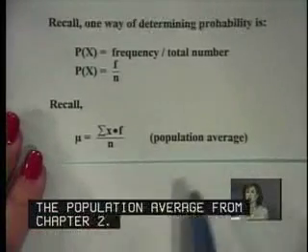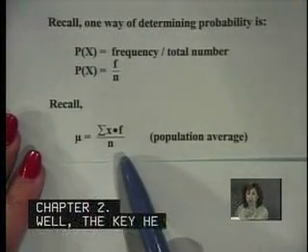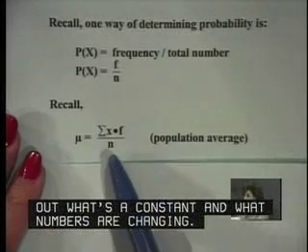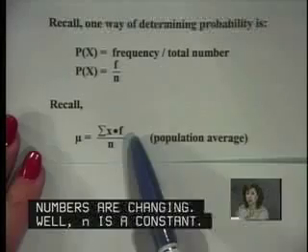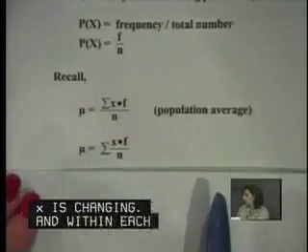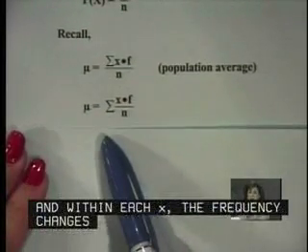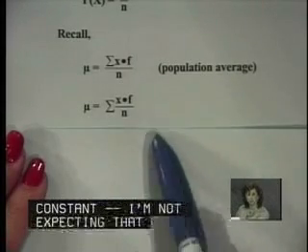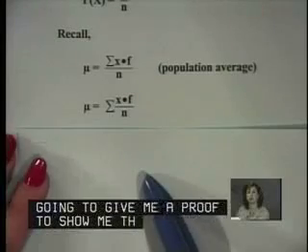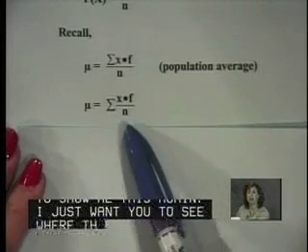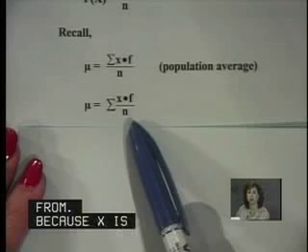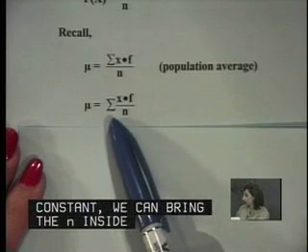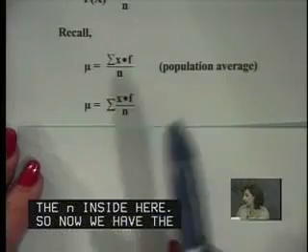Well, the key here is to figure out what's a constant and what numbers are changing. Well, n is a constant, x is changing, and within each x the frequency changes. Because n is a constant, we can bring the n inside here. Now I'm not expecting that you're going to give me a proof of this again. I just want you to see where this is derived from.